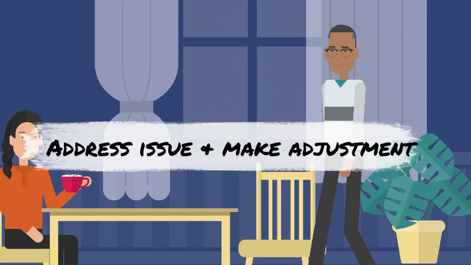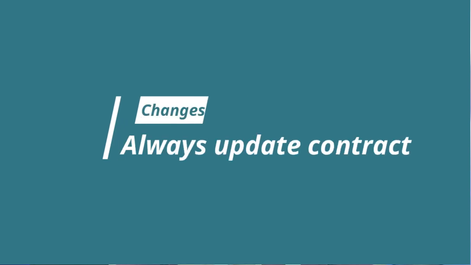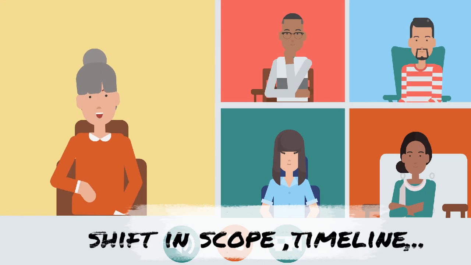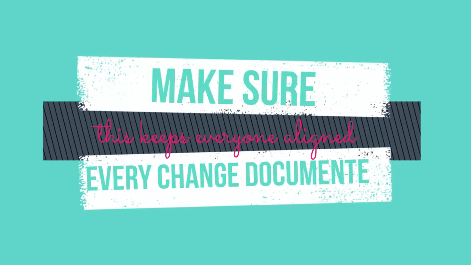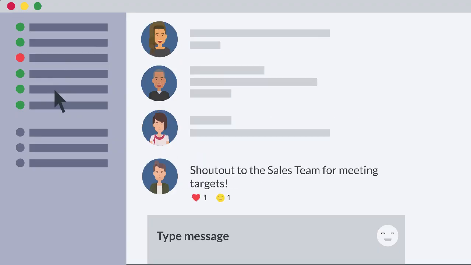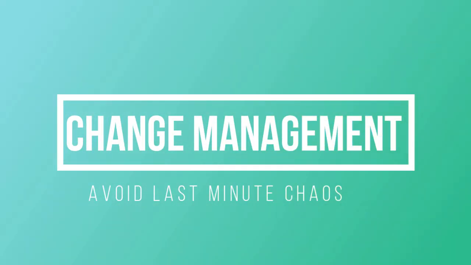Number 3, ignoring changes. It's always important to record all the changes which happen during the execution of the project in your contract. Your project isn't set in stone. It's more like a living, breathing entity. Always update the contract with any changes. It is a living document. Whether it's a shift in scope, new deliverables, or timeline adjustments, make sure every change is documented and communicated to all stakeholders. This keeps everyone aligned and avoids any last-minute chaos. Use a change management process to handle modifications. Every change should be reviewed, approved, and documented. This ensures transparency and helps manage expectations.